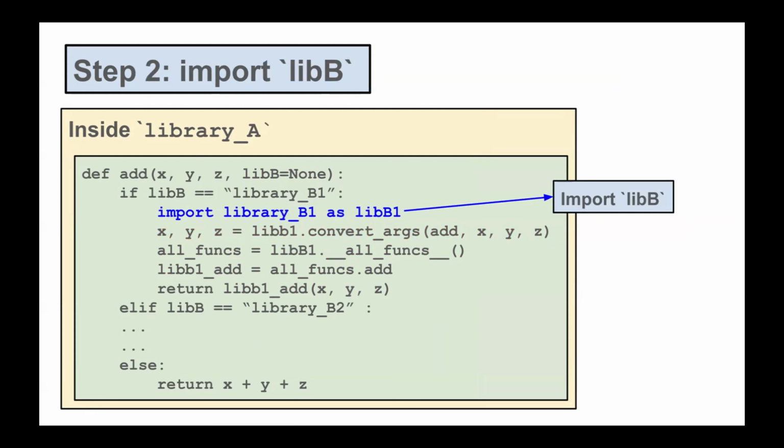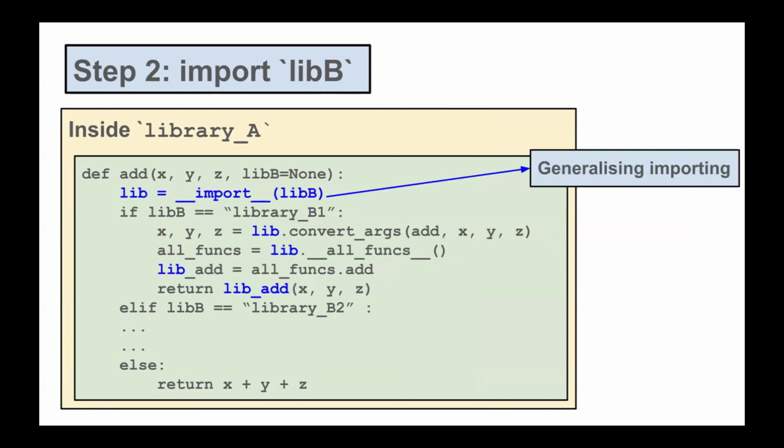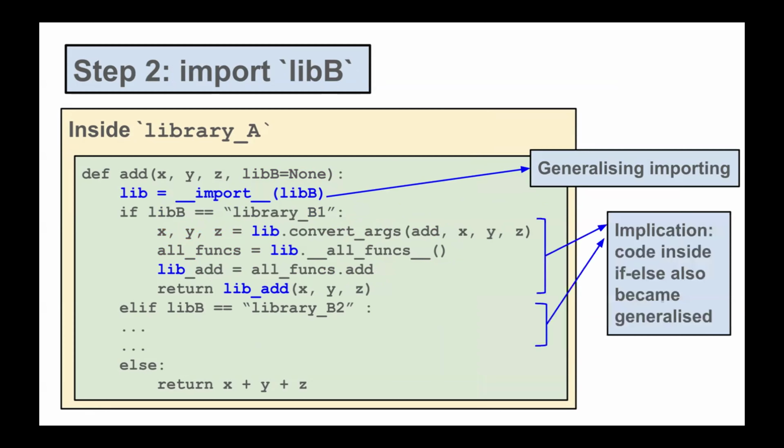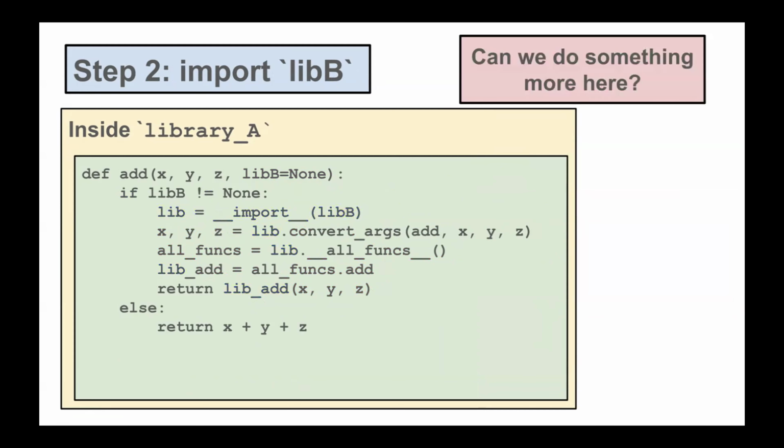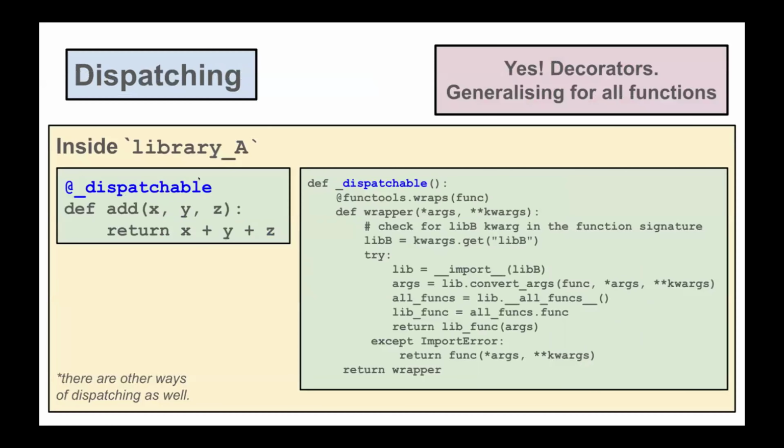And instead of importing it, I am going to use this dunder import, and a consequence of that is that now I have just lib instead of library B1, and the code in all of these if-else blocks is generalized, and so now I can make it compact, and maybe I can make it even nicer by using a decorator. So I've just put this logic into a decorator, and now I can put this decorator on all the functions inside library A.